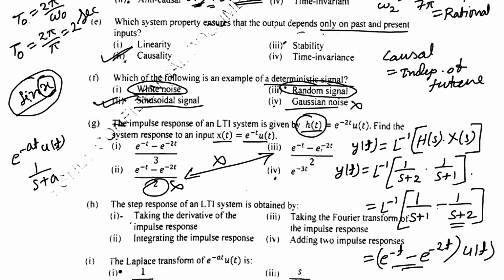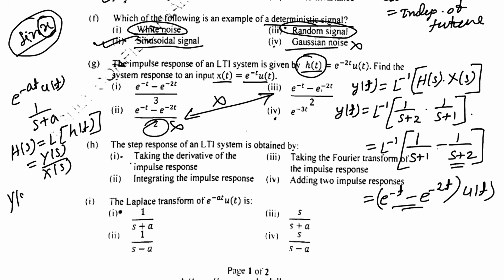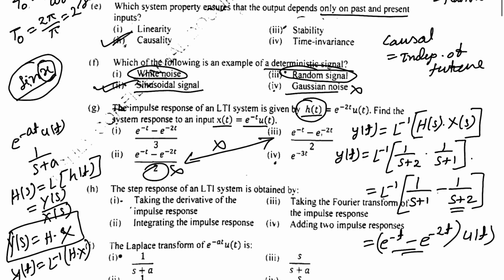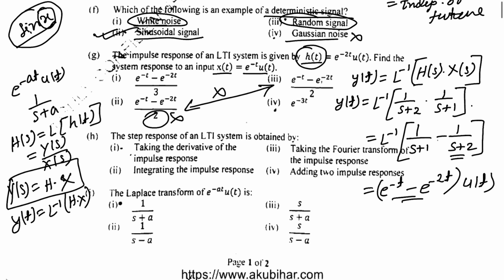Why we have written this: h of s, the Laplace of h of t, is equal to output by input, Y of s by X of s. So, Y of s will be h of s into X of s. So, y of t will be the Laplace inverse of h of s into X of s. So, we have written this. It is an easy question.